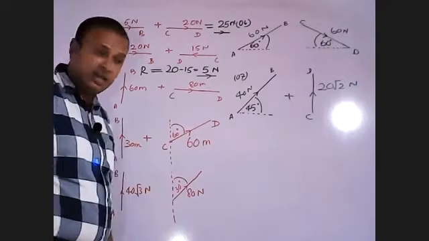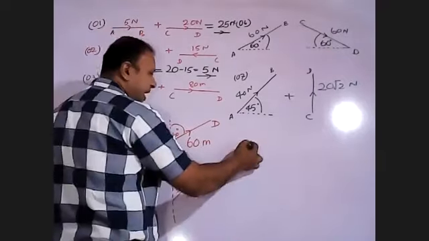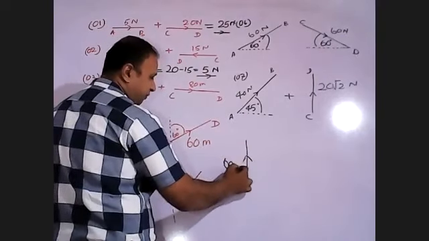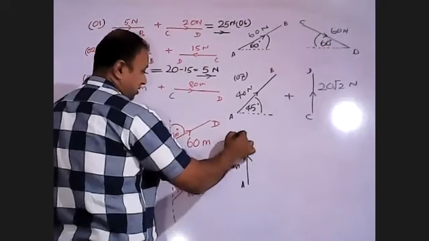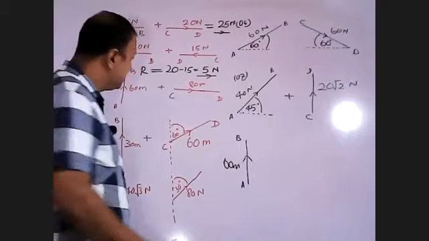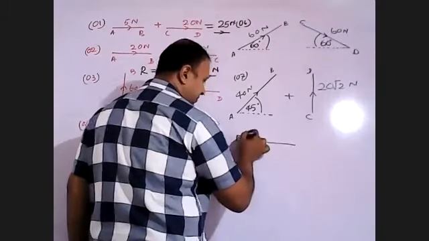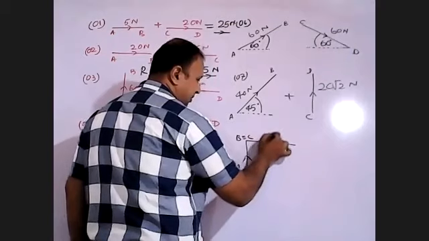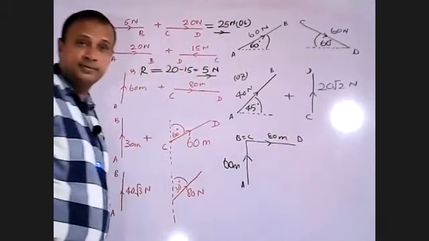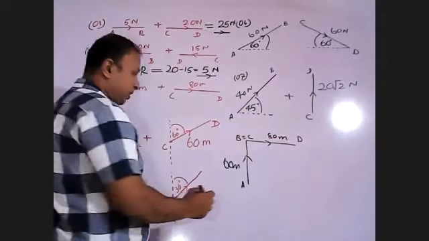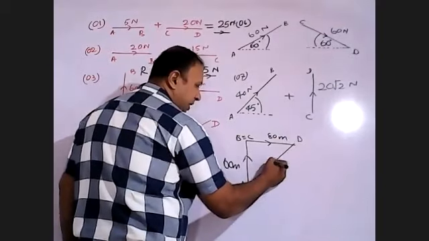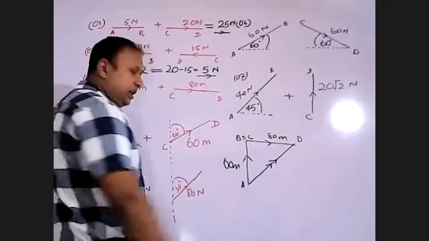The third one. Those are inclined vectors. If I add these two here, 60 Newton from A to B, then I have to coincide B and C here. If I coincide B and C, there should be 80 Newton here to D. So the resultant force should be directed from A to D.